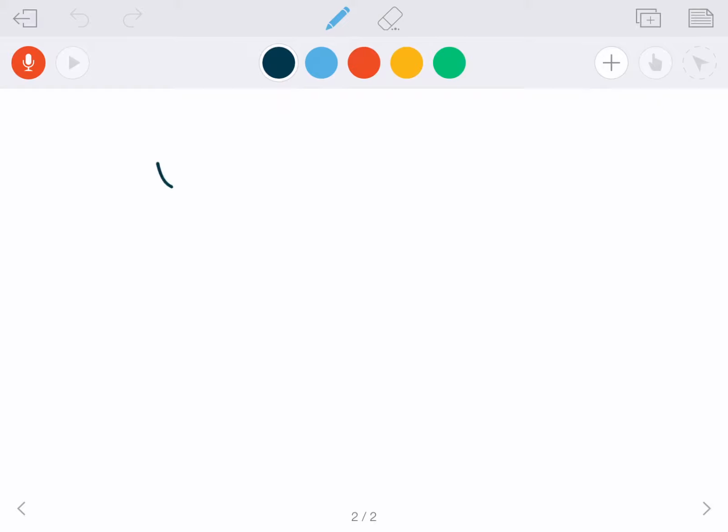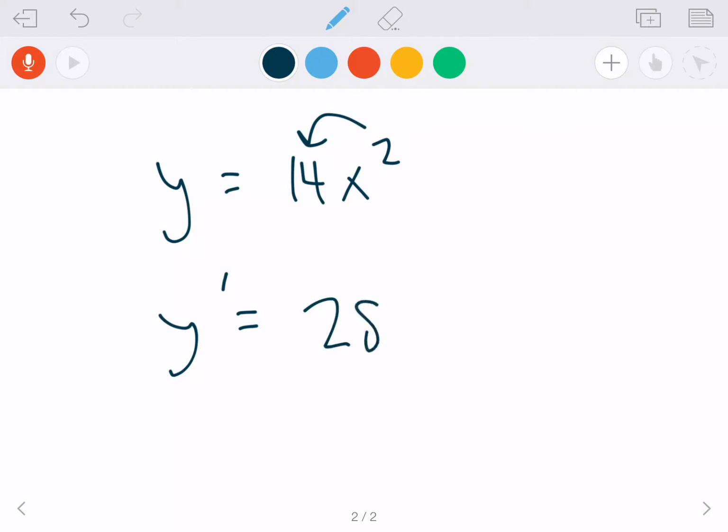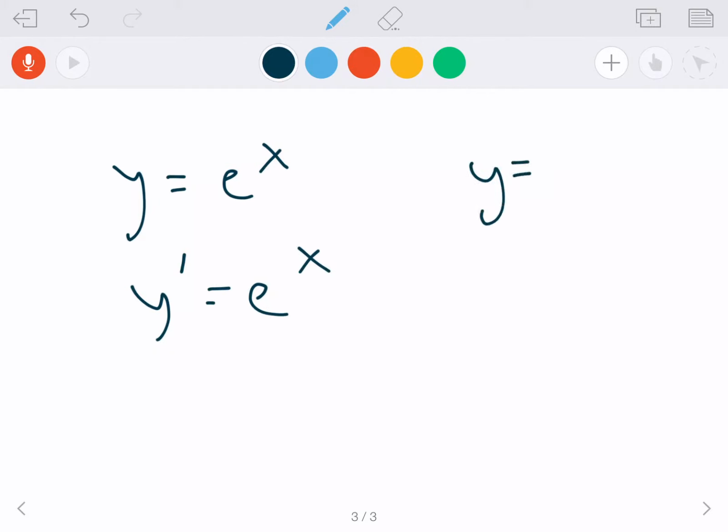If you have a plain old function, good old polynomial function of some kind, then we follow the power rule: you take your exponent, multiply it by the coefficient out front, and reduce your exponent by 1. And then we had some special cases, right? The derivative of an exponential function is just itself. The derivative of a natural log function we know is 1 over x.